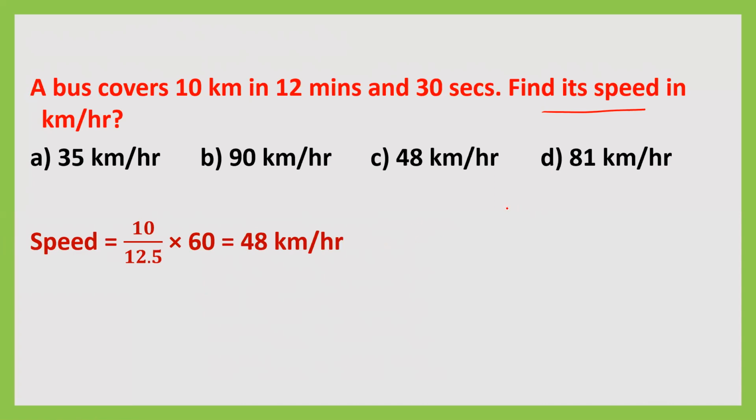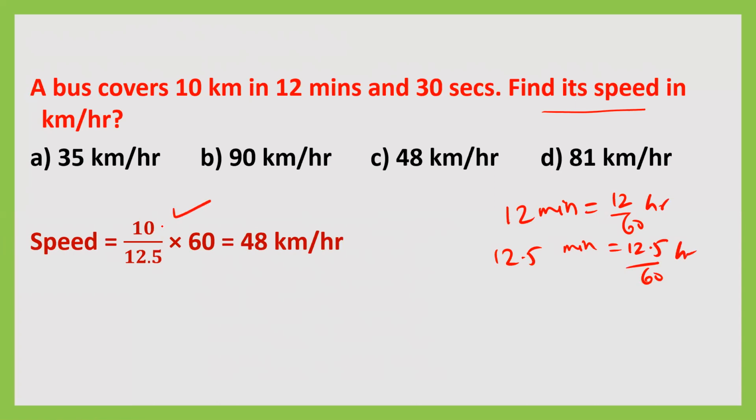When you convert 12 minutes, for example, to hour, it should be 12 by 60 hour. 12.5 minutes to hour, that is 12.5 upon 60 hour. So that I've done over here. Distance is 10 divided by 12.5 upon 60. The answer would be 48 kilometer per hour.